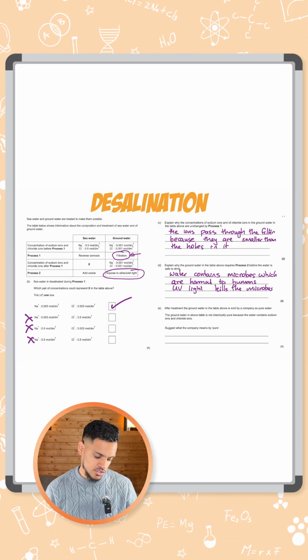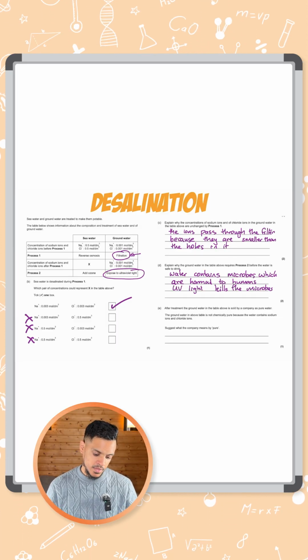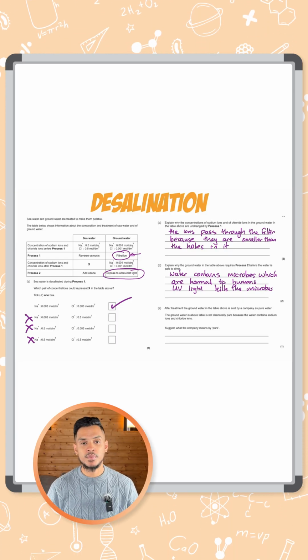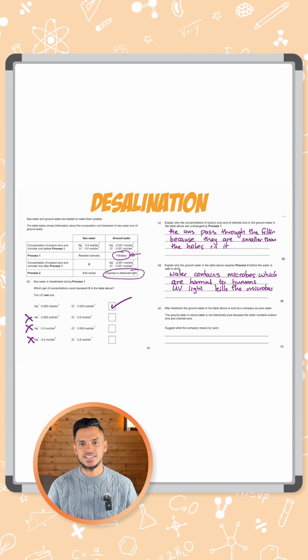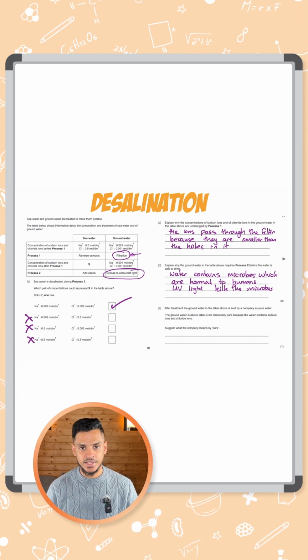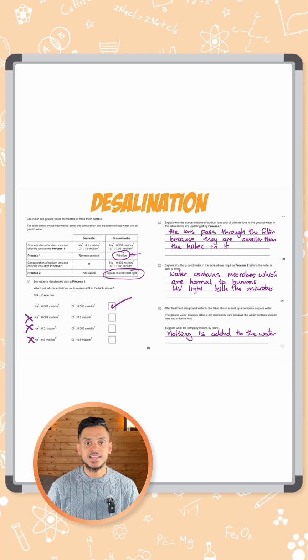Next, part E, after the treatment, the groundwater in the table above is sold by a company as pure water. So just what the company means by pure, they basically mean nothing's added to the water. They've just purified it and then that's it. They're just selling it like that. So we can say nothing is added to the water.